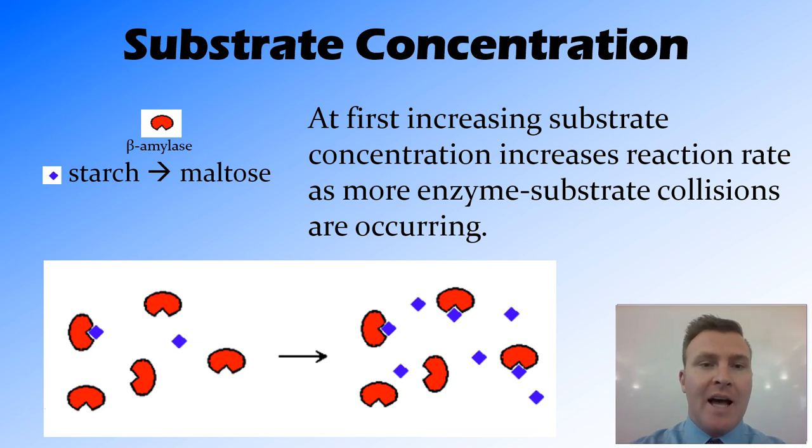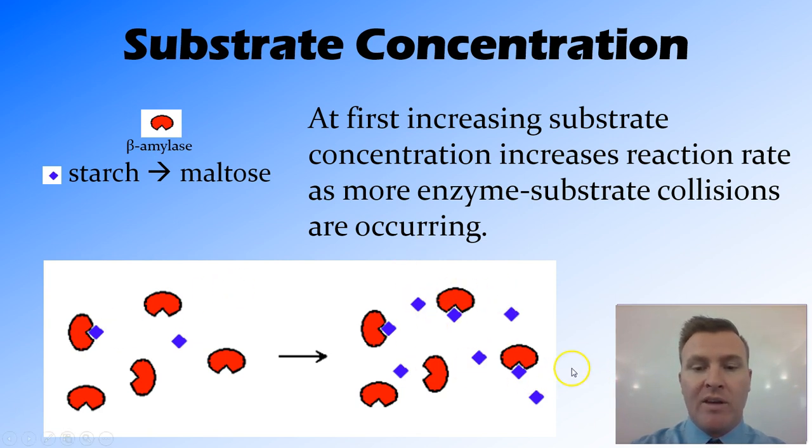So we'll look here at an example, and I just said that amylase breaks down starch into maltose, which is a sugar. There's a couple of different amylases, but that's what beta amylase does. So here we've got the enzymes, and here we've got the starch molecules. You can see that here there's lots of enzymes, not many starch molecules, so the amount of collisions isn't going to be very many.